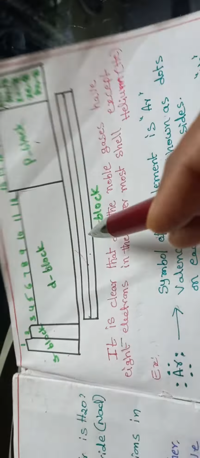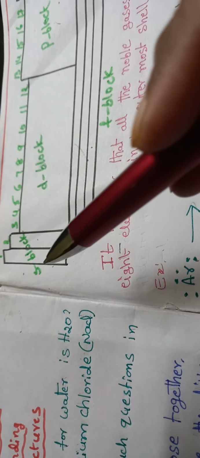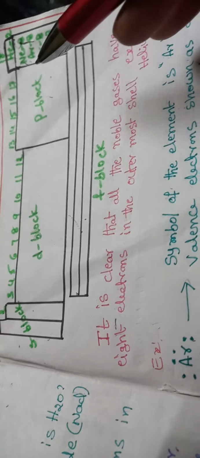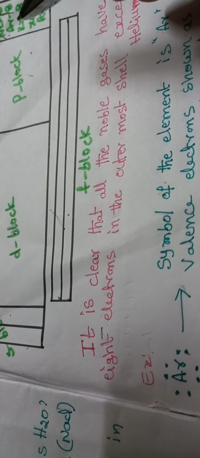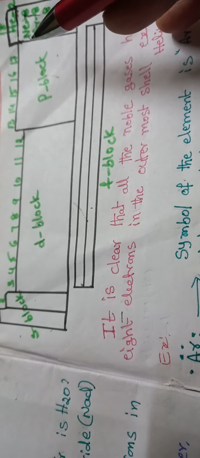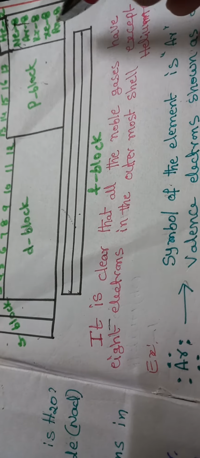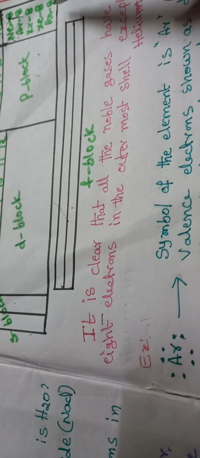In the periodic table we can see 18 groups, and elements are divided into 4 blocks: s block, d block, p block and f block. In the 18th group we see the noble gases: helium, neon, argon, krypton, xenon, radon. Helium contains 2 valence electrons, and the others contain 8 valence electrons.